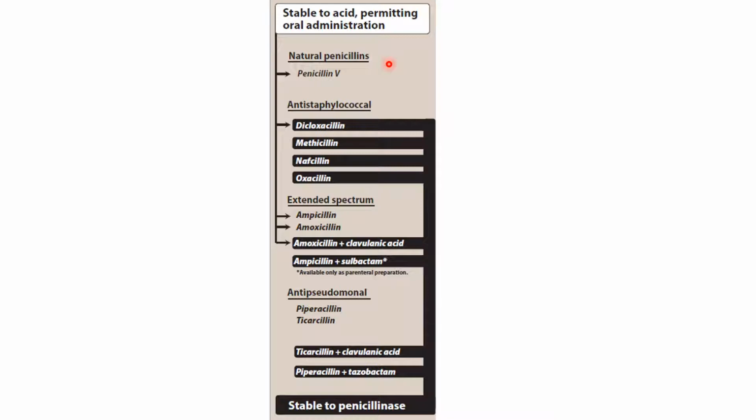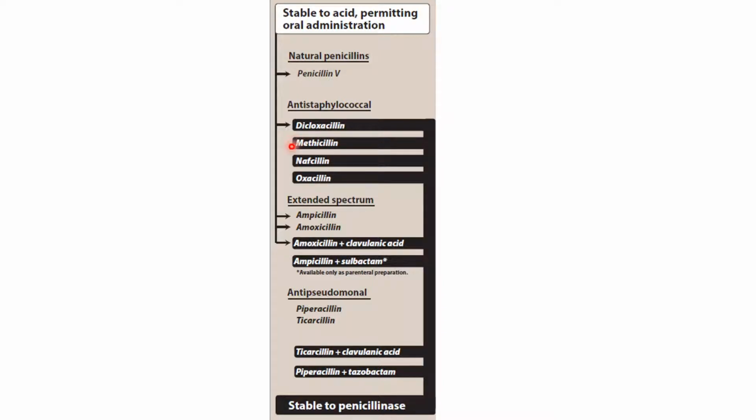When you are taking the meal, the acid is reduced much, and that is why the natural penicillins will not survive unless the dose is very large. And then the antistaphylococcal penicillins are acid resistant. So this is dicloxacillin, methicillin, nafcillin, and oxacillin.